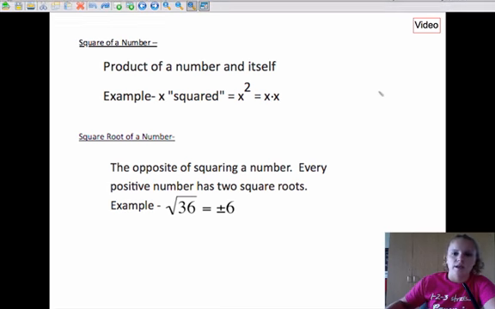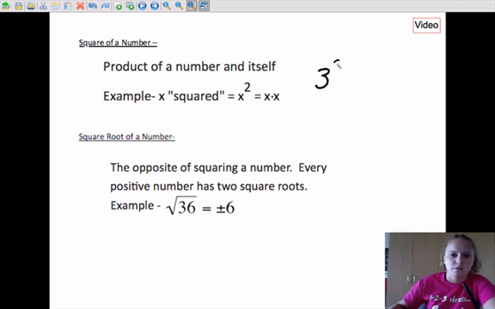In the same way, 3 squared is 3 with an exponent of 2, which is also equivalent to writing 3 times 3. Exponents help us write things that could be written out in expanded form more cumbersomely in a more simplified version. The square root of a number is just the opposite of that squaring. Every positive number has 2 square roots. This might be new to you, that every positive number has 2 square roots.